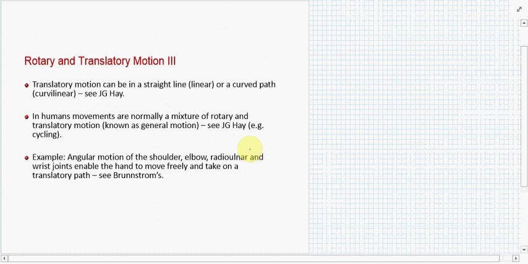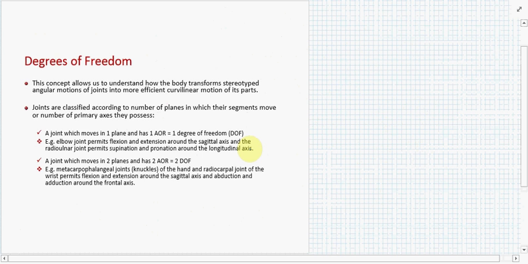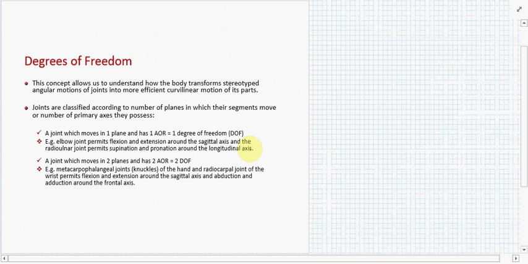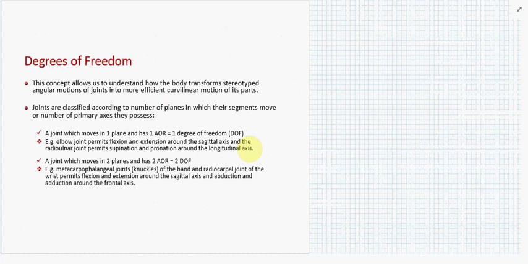Okay, so I've covered that. Degrees of freedom is a concept that allows us to understand how variations in movement are possible, right? So how one person throws is different from how another person throws, or the requirements for a discus throw and a shot put throw are different to that for a javelin throw or a baseball throw, right? So there's huge amounts of variability, and being able to understand the different motions that are possible in different joints does give us an insight into why that variation is so large.